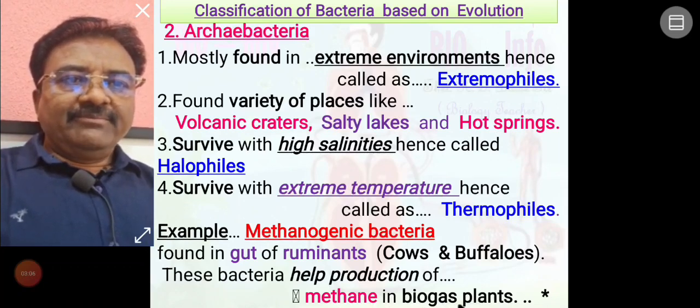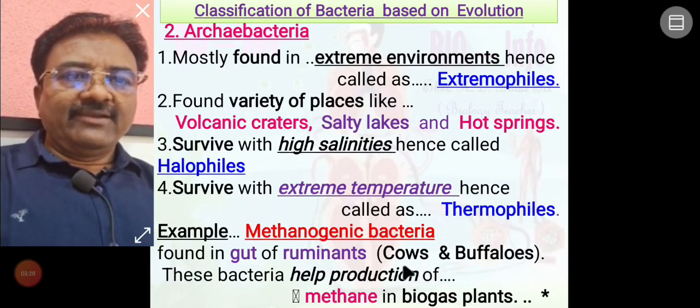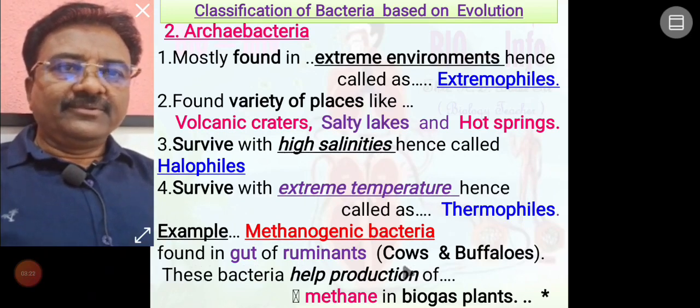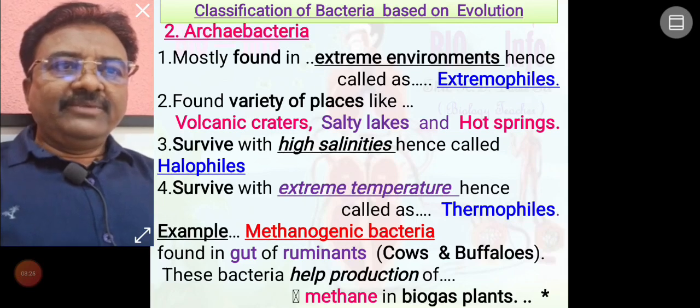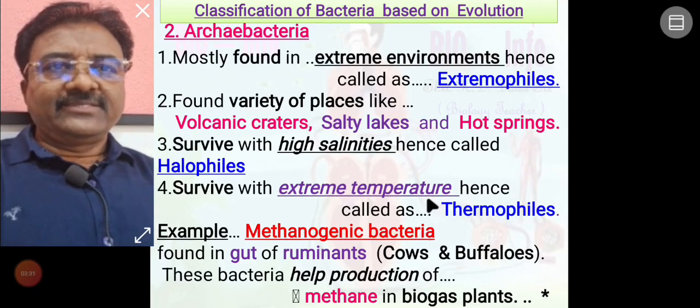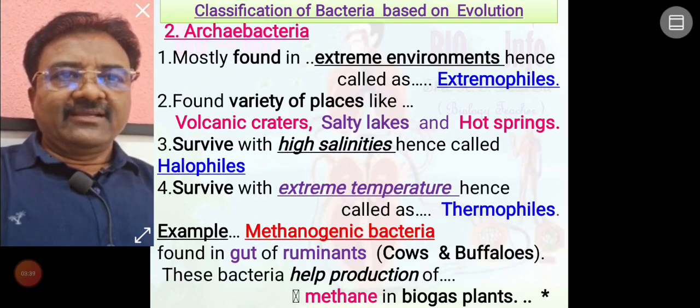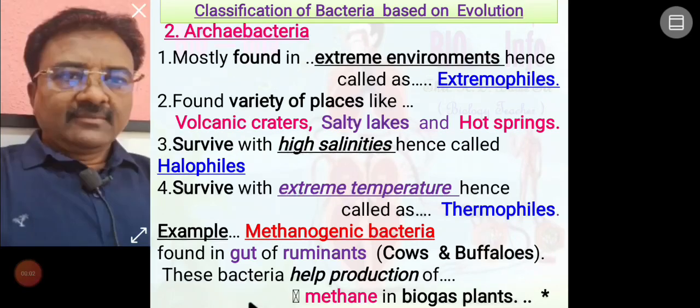So methanogenic bacteria is most useful bacteria for production of methane gas, and such bacteria are found in gut of cow and buffalo. Up to this we learn on the basis of evolution bacteria are two types. Number one, archaebacteria is one of the types of bacteria. So such bacteria show different salient features or characteristic features.